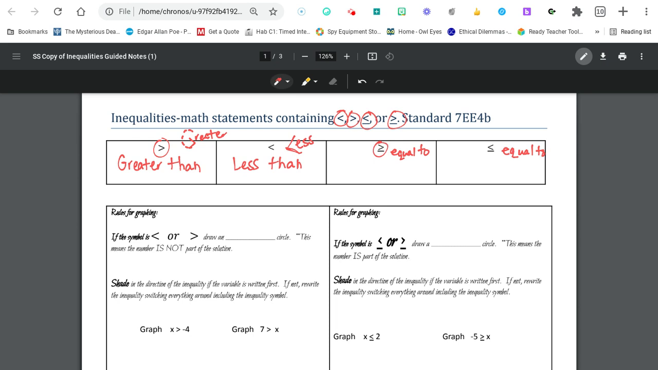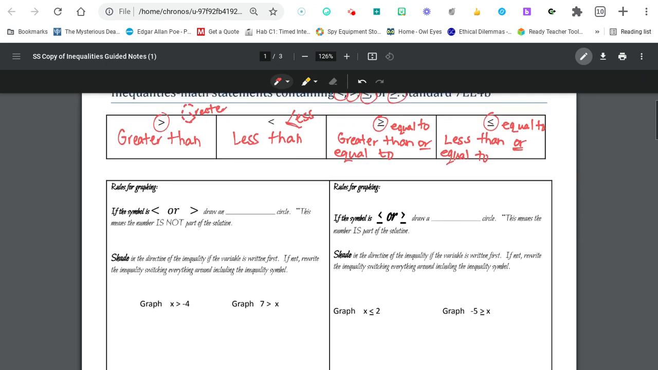So because it has greater than on top, you're going to read this as greater than or equal to. And because it has less than on top, this one, you're going to read this as less than or equal to. Remember, the little line means equal to, okay?